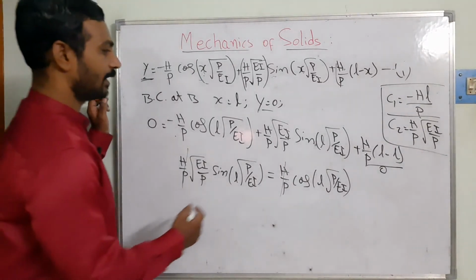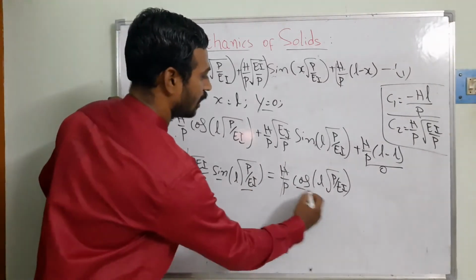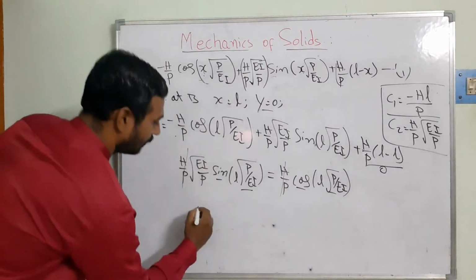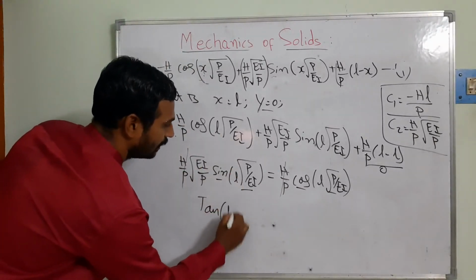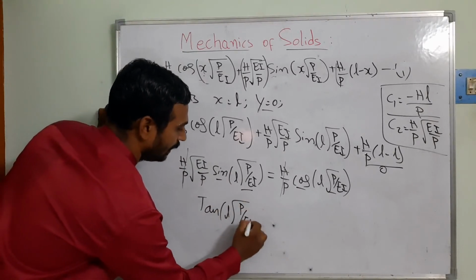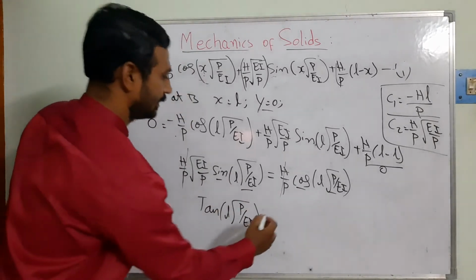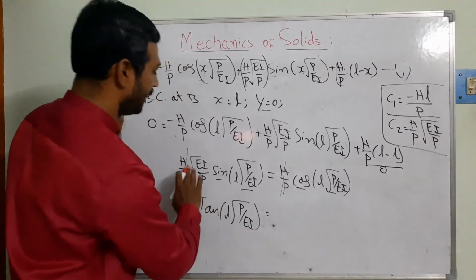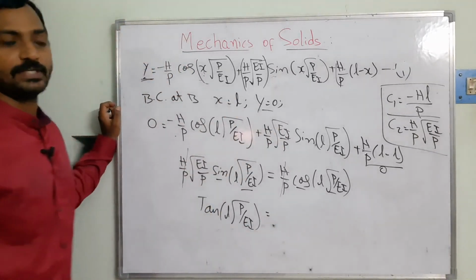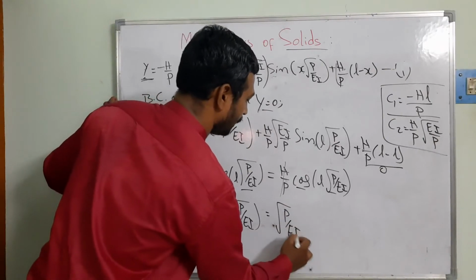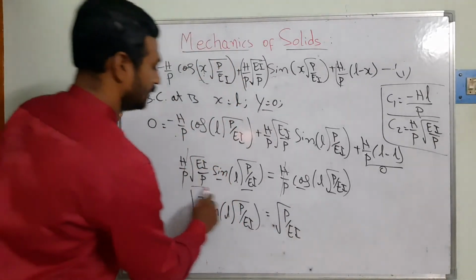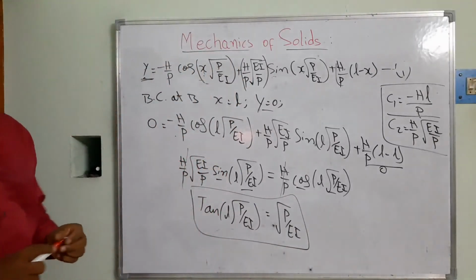Then taking sine theta by cos theta, I am going to write sine by cos is equal to tan, so tan(L square root of P by EI) is equal to, taking to the right side of this equation, P by EI. So can you see, this is going to be the simplified form of this equation.